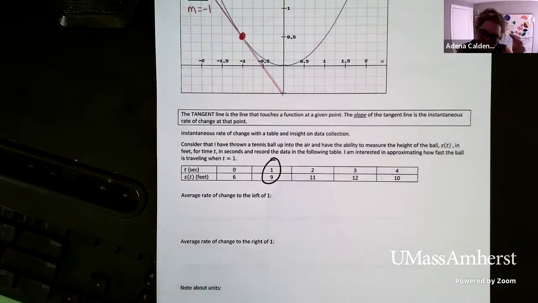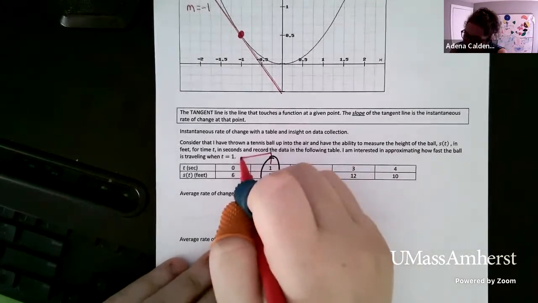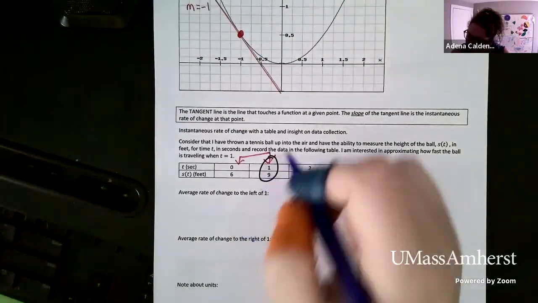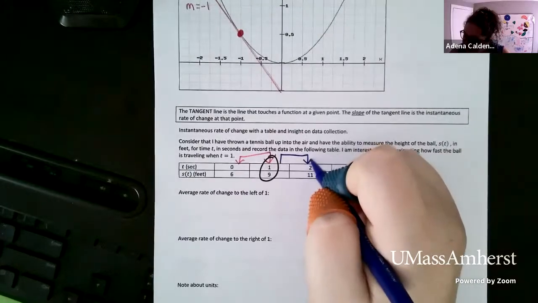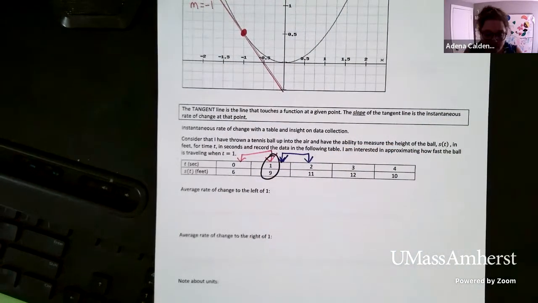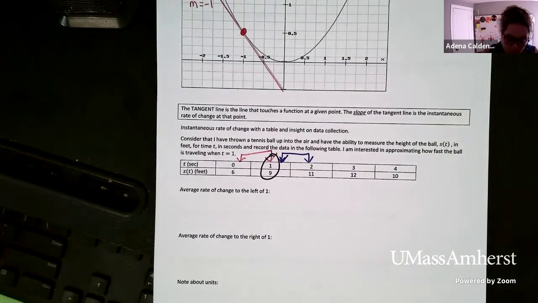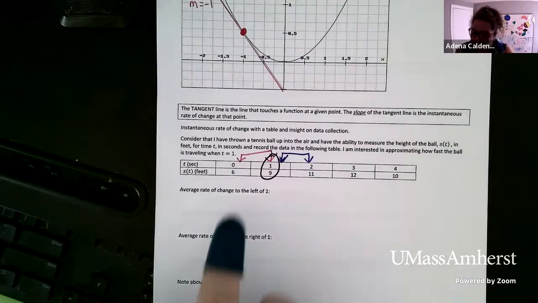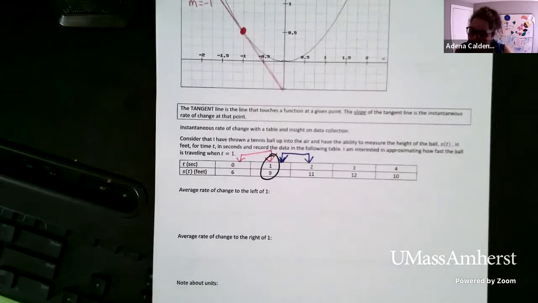So I'm going to do an average rate of change to the left. I'm going to do an average rate of change to the right. And that's going to give me my bounds for where the instantaneous rate of change needs to be. So we've done average rates of change on tables before, but just as a reminder, we're still doing f of b minus f of a over b minus a.